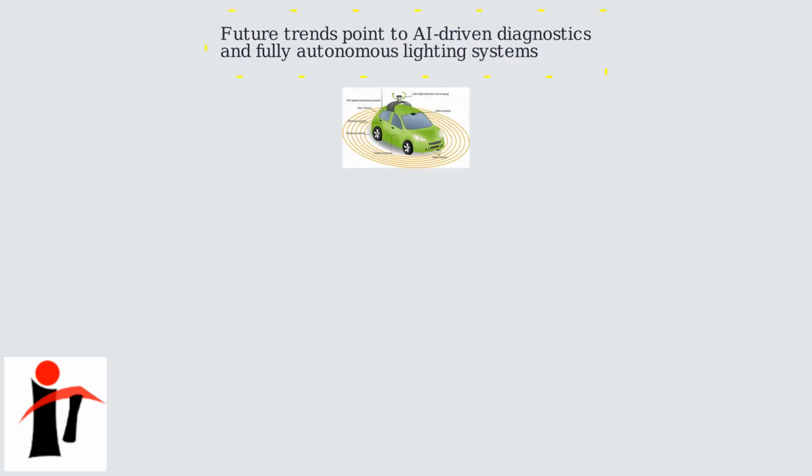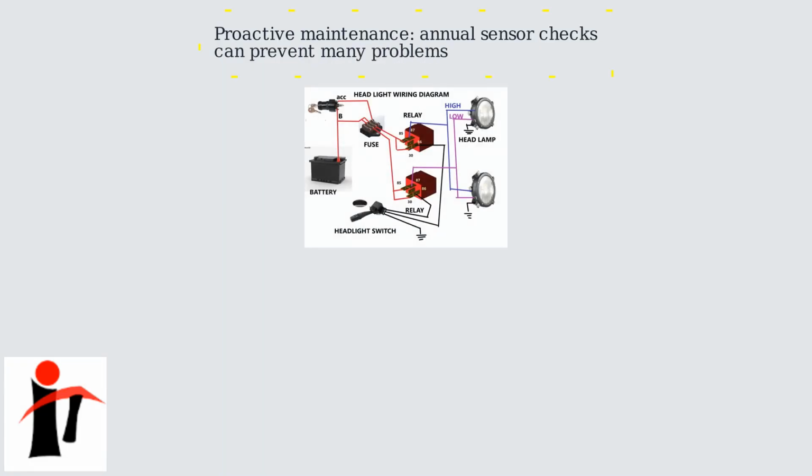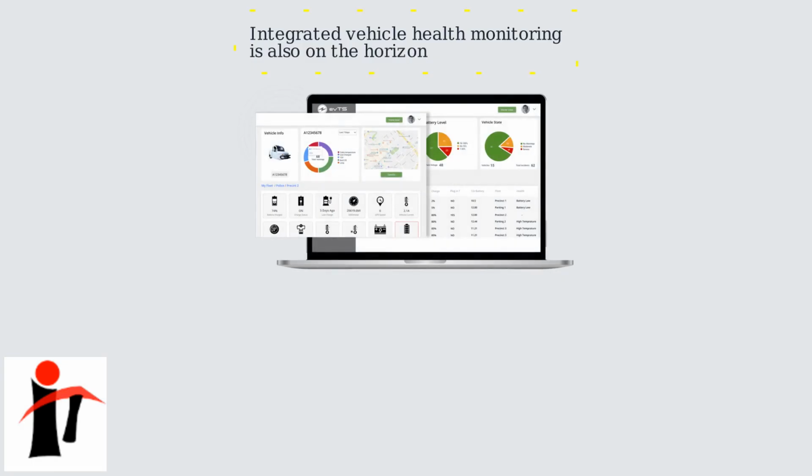need for physical repairs. Future trends point to AI-driven diagnostics and fully autonomous lighting systems by 2030, where headlights self-diagnose and repair via micro-updates. Proactive maintenance, such as annual sensor checks, can prevent 80% of headlight problems according to expert recommendations. Integrated vehicle health monitoring is on the horizon, with Tesla's app and systems alerting owners to potential faults before they escalate.